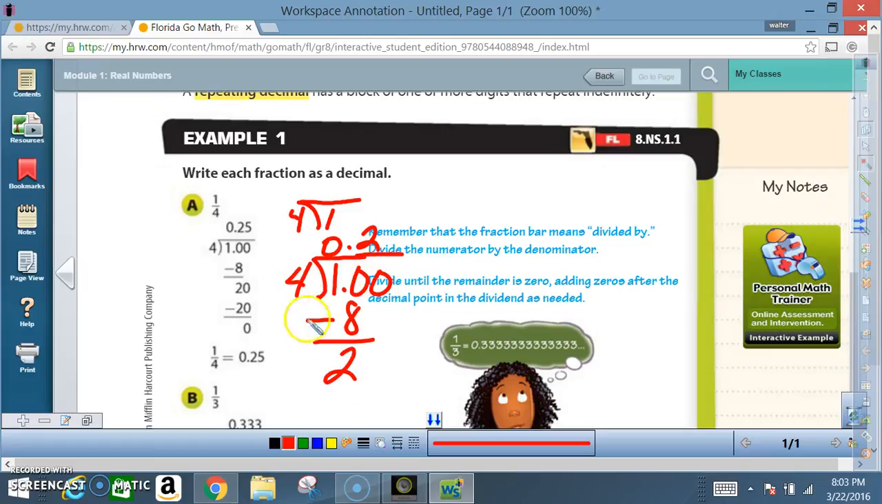Can 4 go into 2? No. So I'll bring down my 0. How many times does 4 go into 20? That's going to be 5. 5 times 4 is 20. And then, as we see, 20 minus 20 is going to be 0.